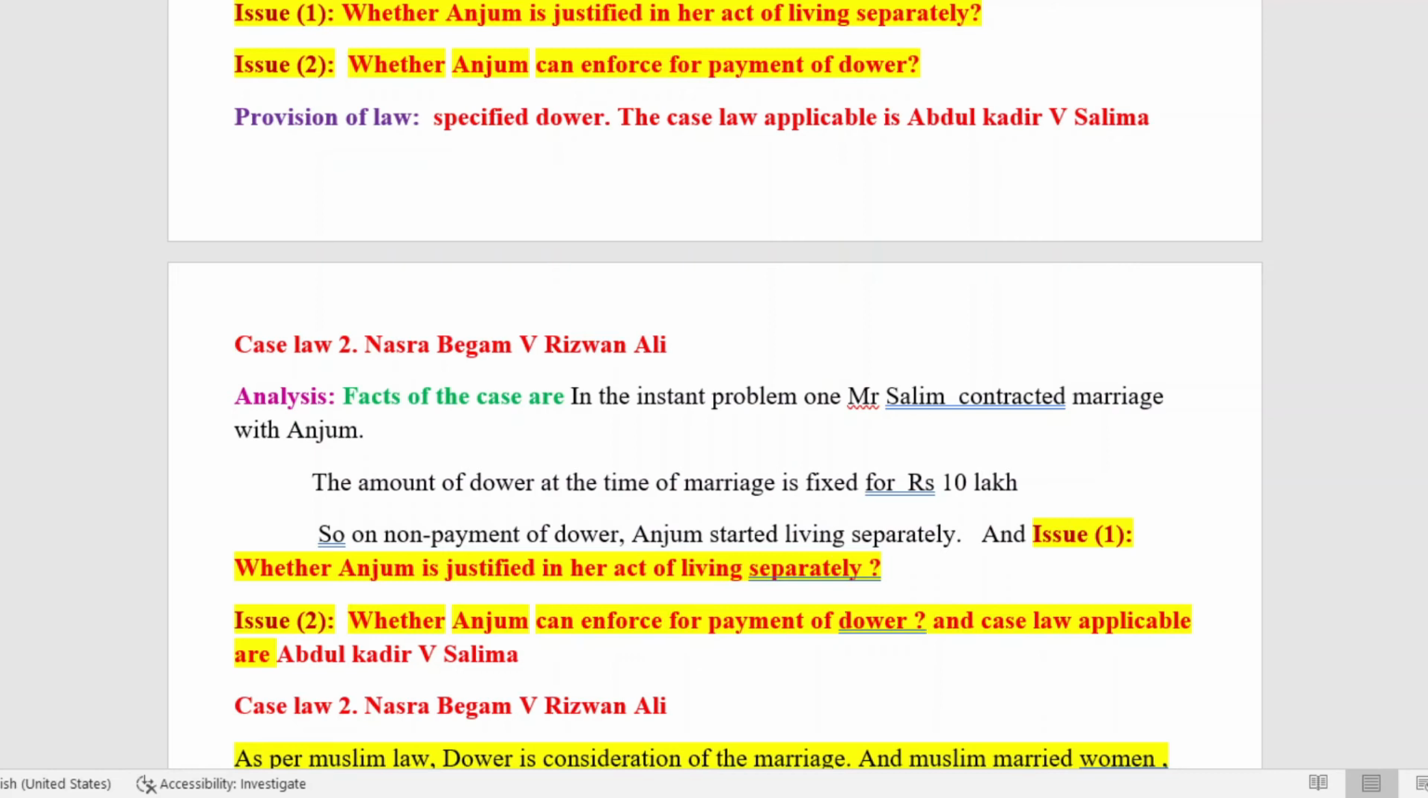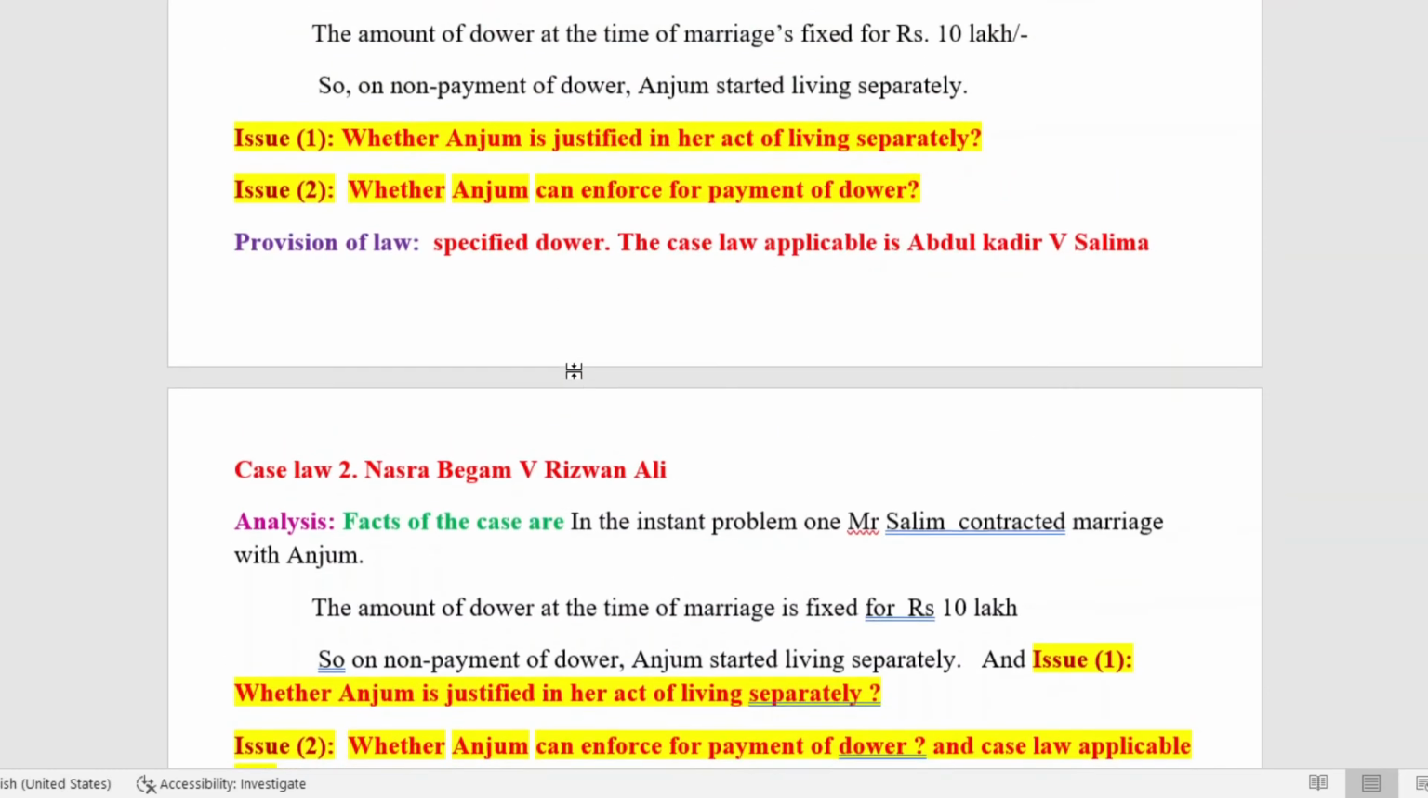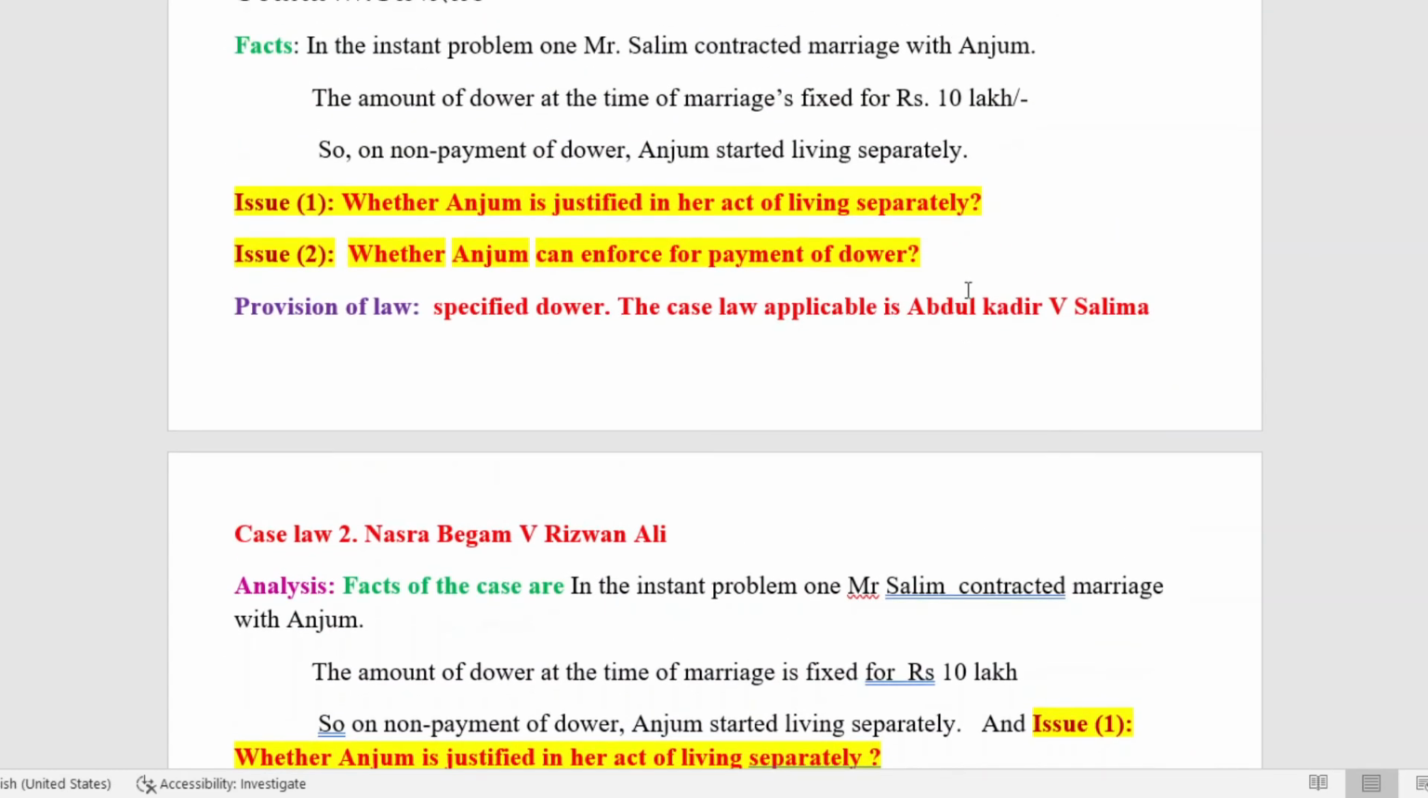So here, what you have to see is that there is a consummation of marriage between Abdul Qadir and Salima. So the court has considered the aspect of non-payment of the dower, and Abdul Qadir has deposited the dower amount in the court of law.